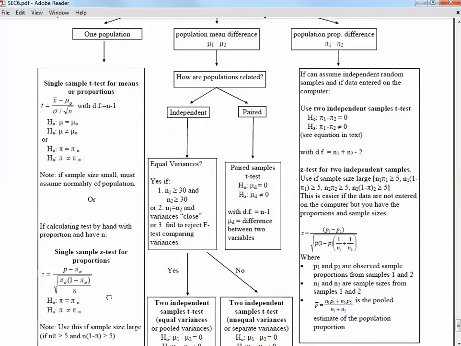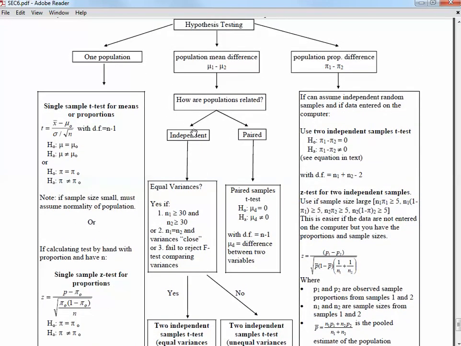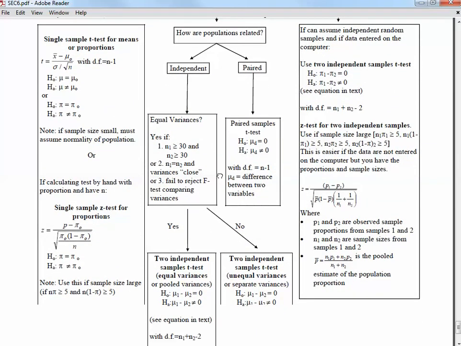In this section, we'll be moving down the middle as well as the right-hand side of the decision tree. The middle part of this decision tree is testing for the means. We're going to be looking at two populations. We're going to first ask the question, how are the populations related, independent or paired? Based on that information, we can decide what type of test we want to run. And we'll show you how to do that in Excel.